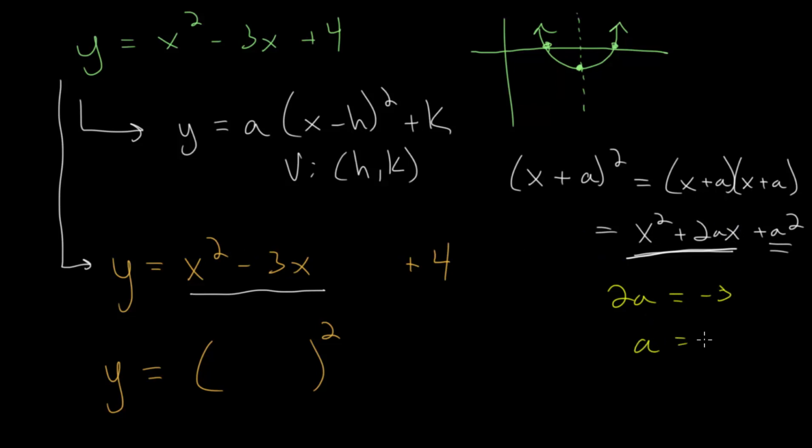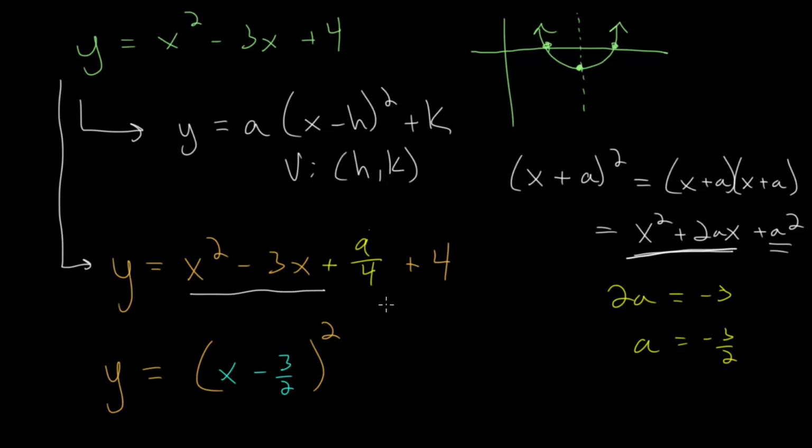Meaning that a is minus 3 over 2. And notice that once we add our a squared value and factor this, we'll get x plus a, meaning that this right here will eventually simplify to x minus 3 over 2 squared. But to get there, we need to add a squared. We will be squaring this number. So we are adding minus 3 over 2 times minus 3 over 2, which would be 9 over 4.